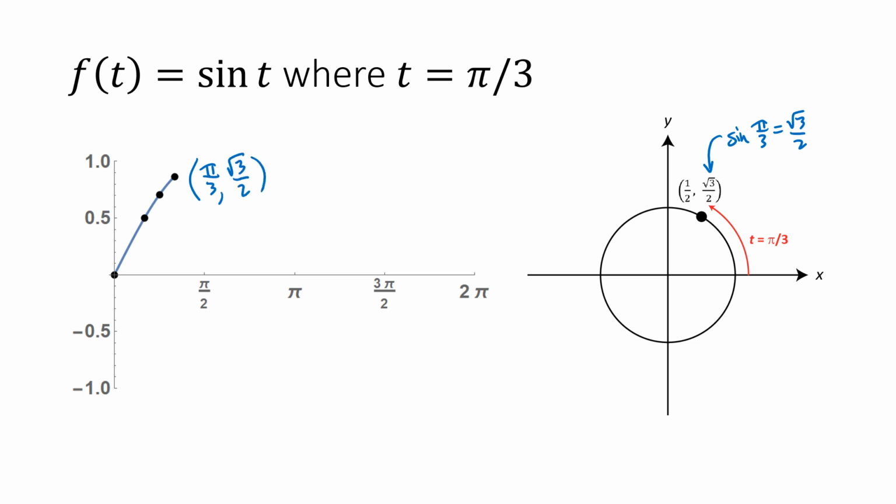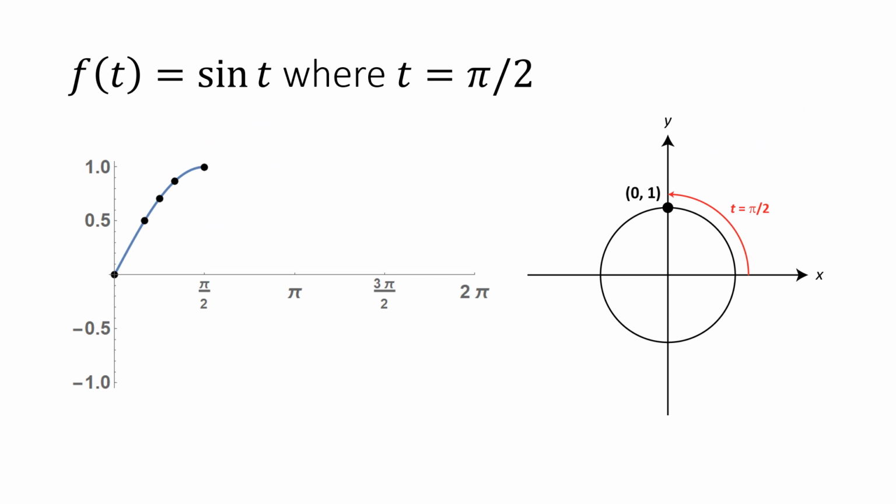Again, it's important here to understand the difference between these coordinates, 1 half comma square root of 3 over 2, those are the x and y coordinates of the point on my unit circle, as opposed to this pair of coordinates, which is my t comma sine of t value on my graph of the sine function. So this is why we're using the letter t rather than the letter x, as I said before.